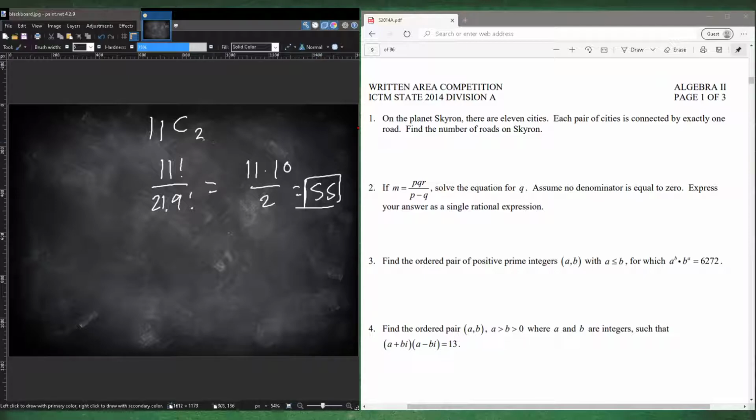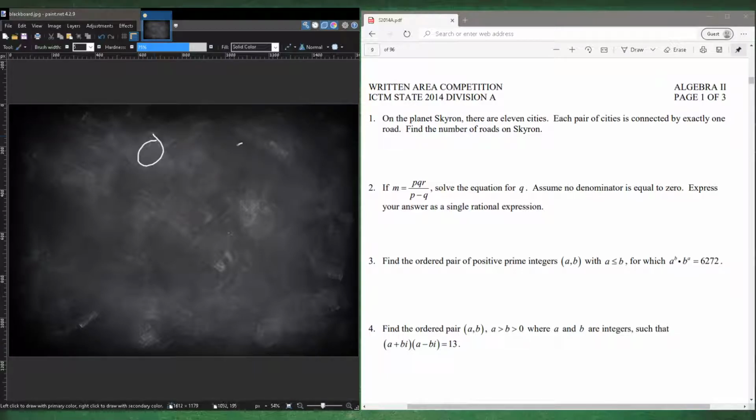And the reason it's choose and not permute is that it doesn't matter which two cities it is. So let's say we have three islands, right? The road from A to B is the same as B to A, right? It's the same road. So it's a combination.